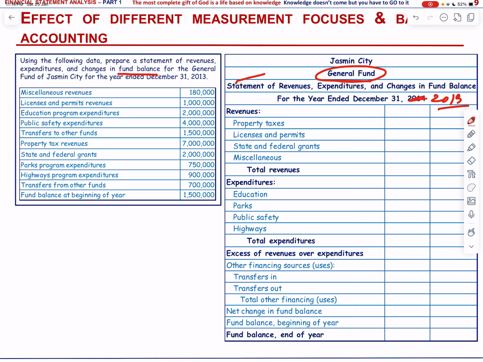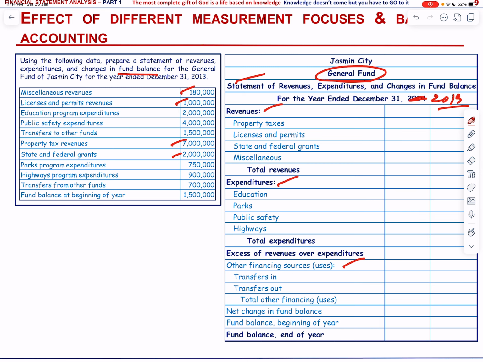So don't forget the basic format for the statement of revenue and expenditure. We record first the revenues, then we record the expenditures. Then there may be other financing sources and uses. There may be changes in the fund balance, and so we start with step number one. We have the revenues first of all. So let us see all the possible revenues we have. We have the miscellaneous revenues, we have the licenses and permits, we have the property taxes, and we have the state and federal grants.